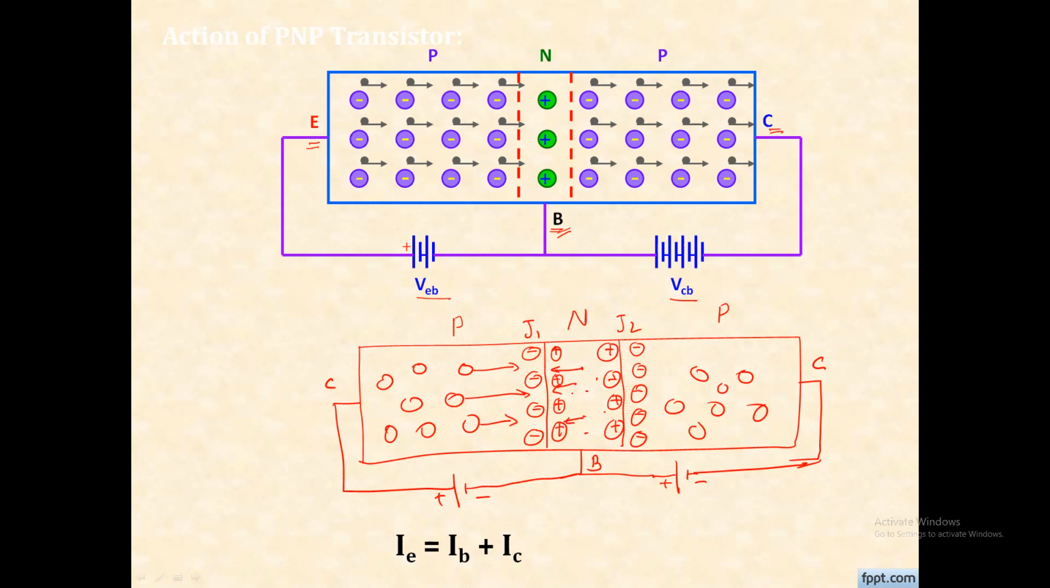But as the holes are majority charge carriers, once the electrons come here, definitely they will combine with the holes. Holes are the majority charge carrier in the P region, and they are more in number in the P region. So when these electrons come from the base region to the P region, they combine with the holes, and then they will be attracted towards the positive terminal of the battery, so that the current will flow in this direction. And this is called the emitter current. Now for a PNP type of transistor, you can say that the emitter current is the incoming current.